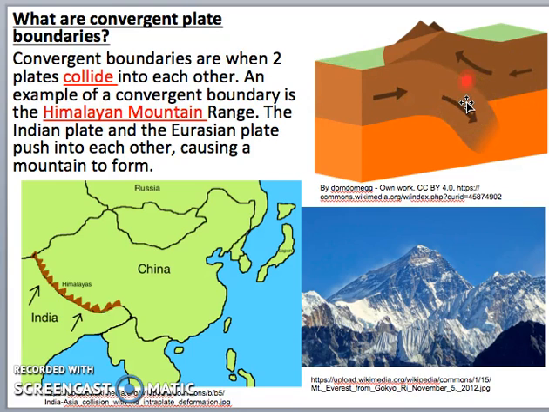And a really good example of a convergent boundary is the Himalayan mountain range. The Himalayas are located in between India and China. It's also part of Nepal, which is located right in between these 2 countries. We have a plate that's pushing this way, and then another plate that's pushing this way, and that is causing the Himalayas to form. One of the most famous mountains that's part of the Himalayas is Mount Everest, which is, here's a picture of Mount Everest, and it is the tallest mountain on Earth. This was formed because of 2 convergent plate boundaries.